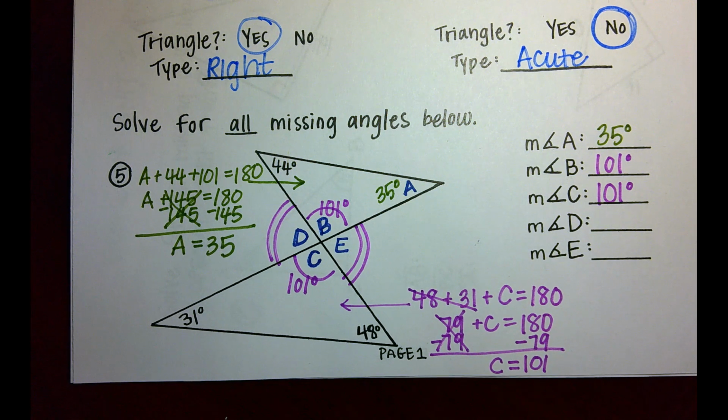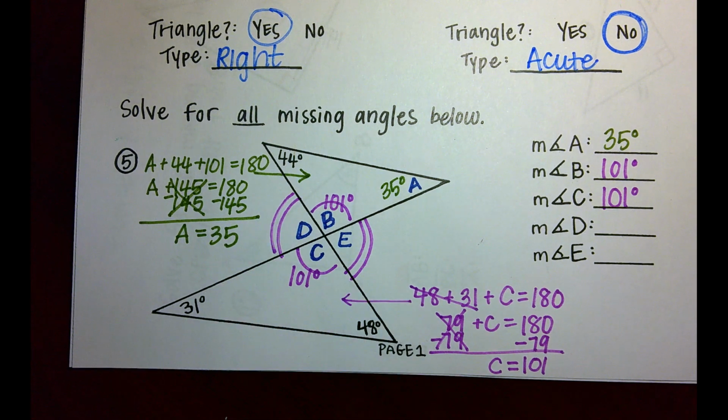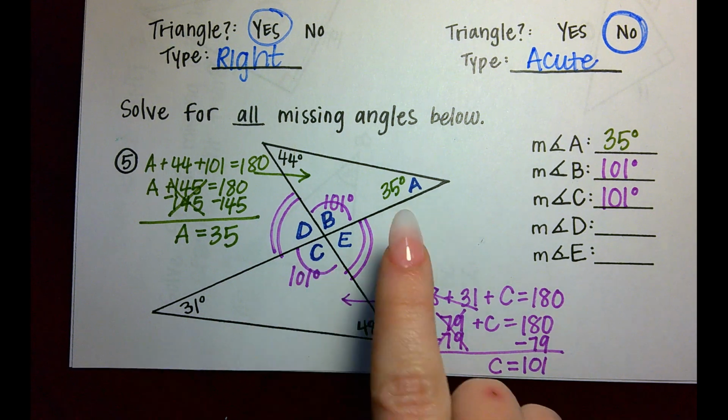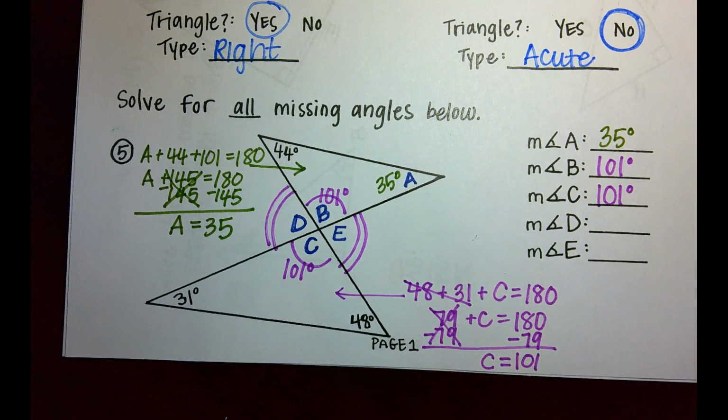Would they just be the same as B and C? It won't be the same as B and C. We don't know that for sure. For D and E, we need these two angles right here. 44 plus 48 plus E equals 180. It's possible that could work, but we don't know if these are parallel lines.